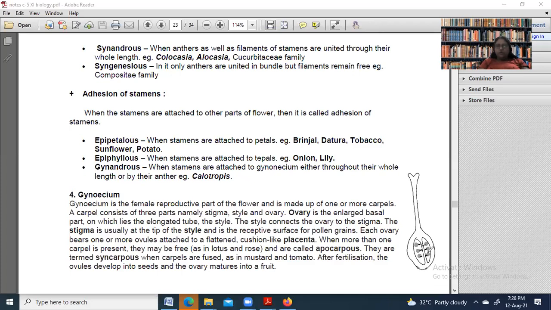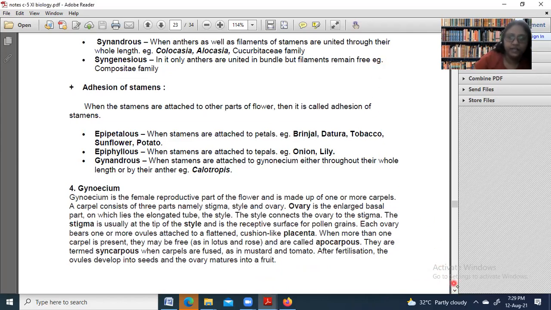Okay. So if more than one carpel is present, as in case of androecium you have stamen, in case of gynoecium you can have pistil or carpel. So if more than one carpel is present and they are free, we call them apocarpous. And if carpels are fused, we call them syncarpous. Okay. So we will move ahead.